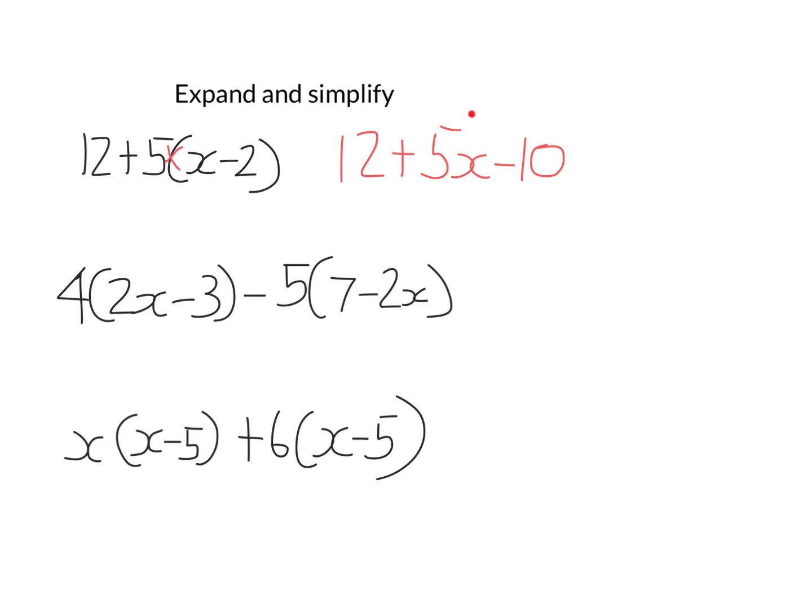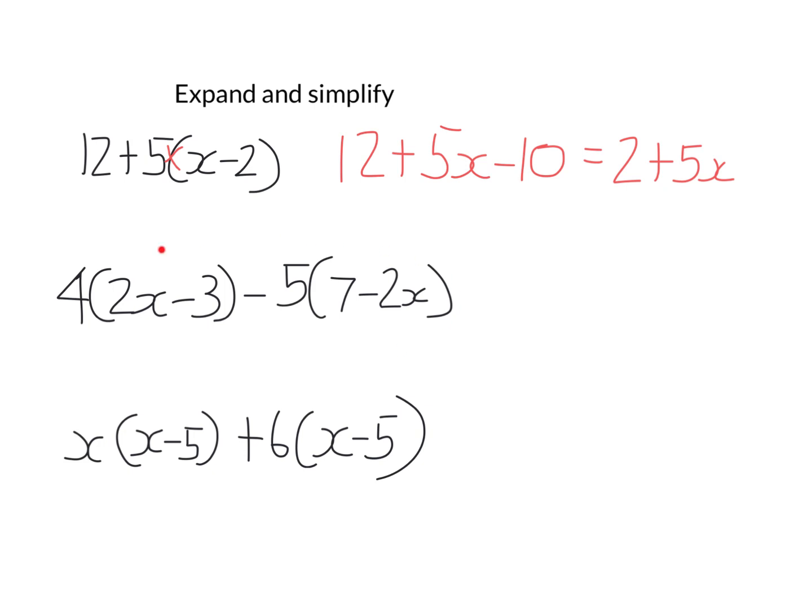So now that we've expanded, we have an expression where there are like terms. So we collect like terms. 12 minus 10 is just positive 2, and the 5x is left alone. It doesn't have any like terms. 2 plus 5x is our final answer.